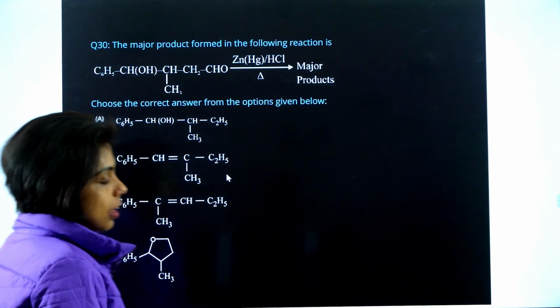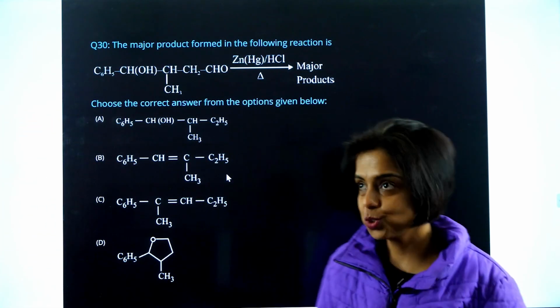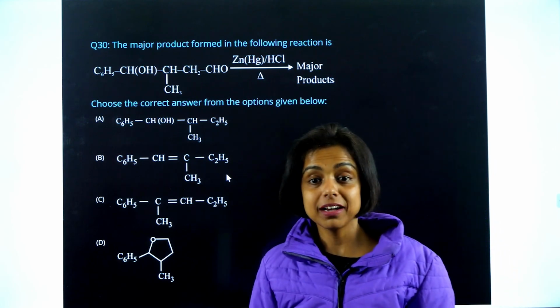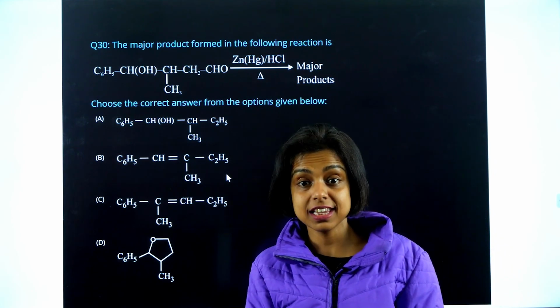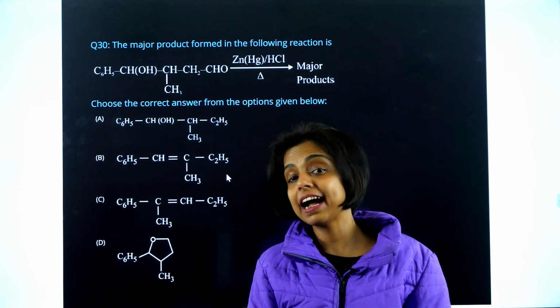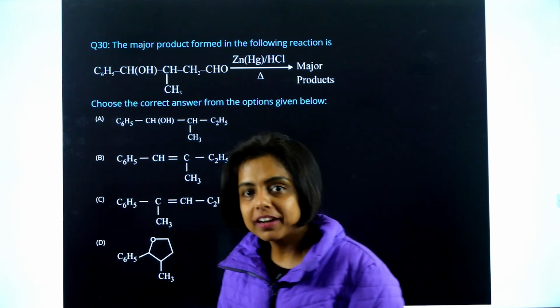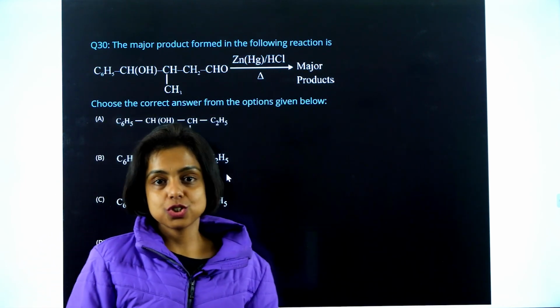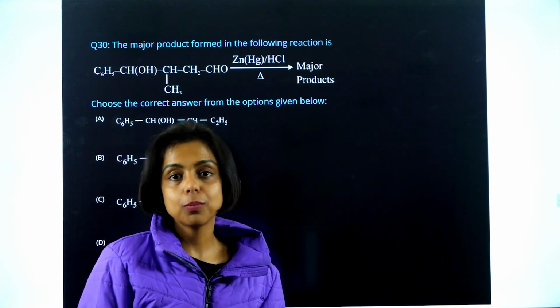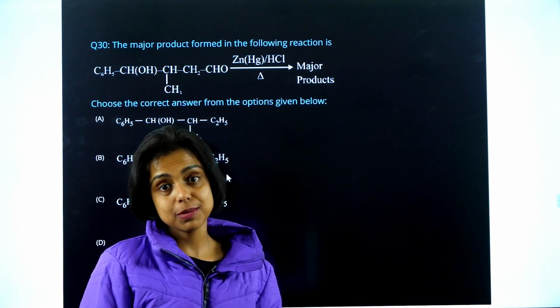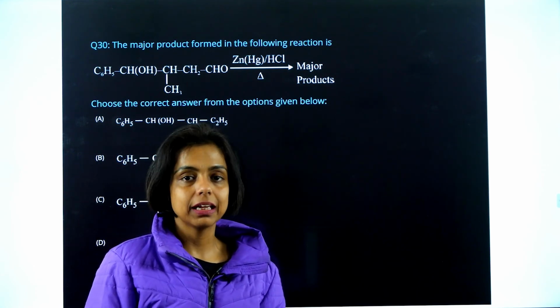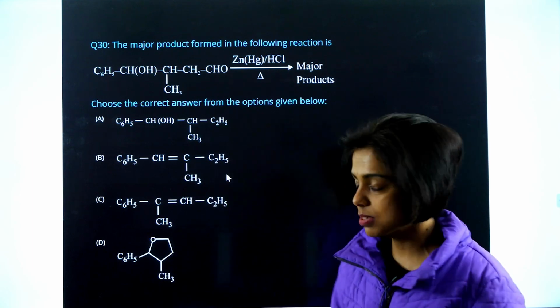The major product in the reaction. Yes, you can have a look. Zinc, mercury, HCl: Clemmensen reduction. Yes, in the presence of acid, your aldehyde will become CH3. Clemmensen reduction, two very important reductions where your CHO group becomes CH3 or CO becomes CH2. That is Clemmensen and Wolff-Kishner. Clemmensen is happening in acidic medium, so they are talking about Clemmensen reduction.